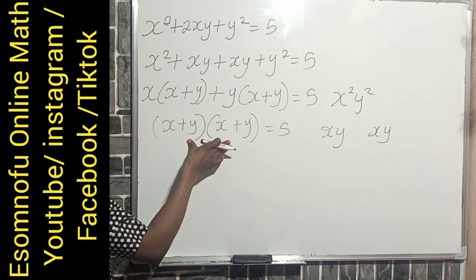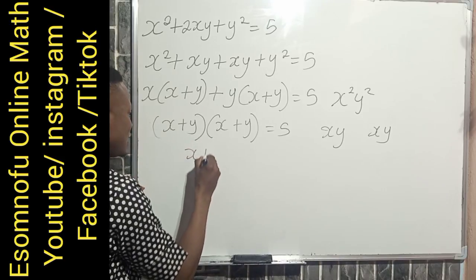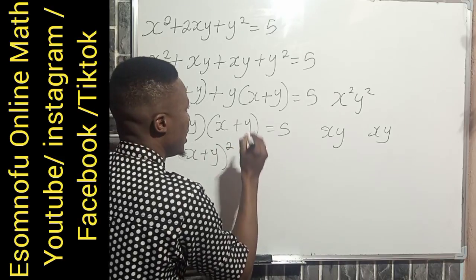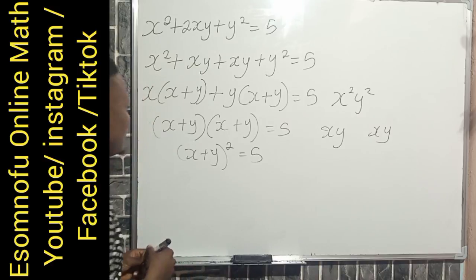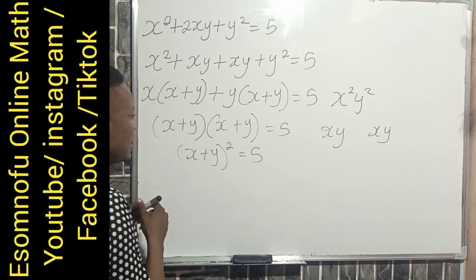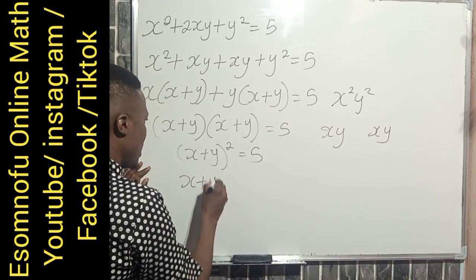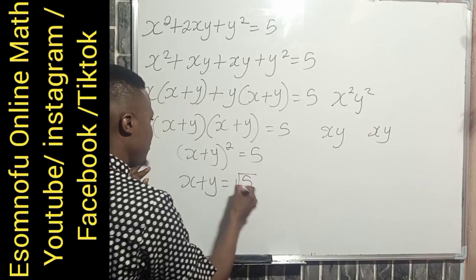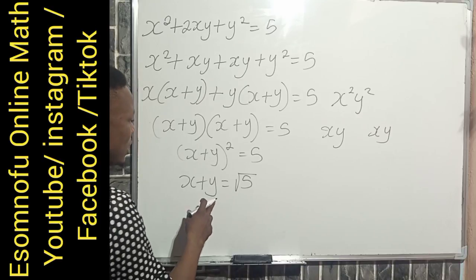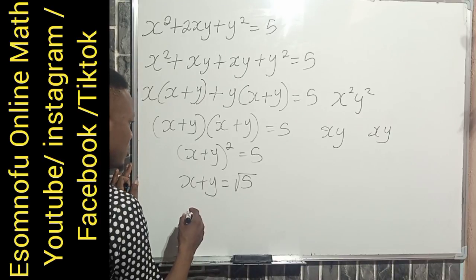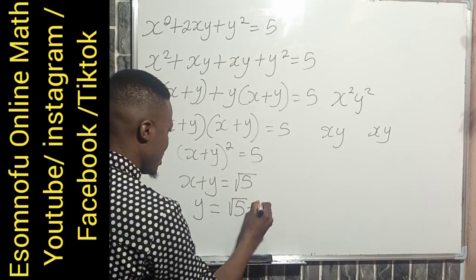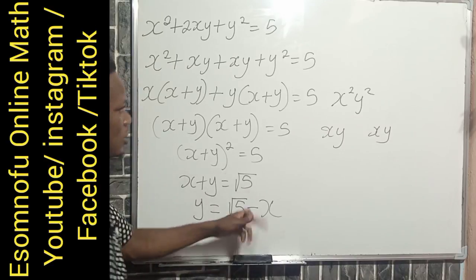Remember, x plus y is double, meaning that you can call it x plus y all squared equal to 5. Then to clear this square, you can take the square root of both sides. So you shall now have that x plus y is equal to square root of 5, because to clear a square, you take the square root. Then let us make y the subject of the formula. If I make y the subject of the formula, I will now have that y is equal to root 5 minus x. When x comes here, it becomes negative.